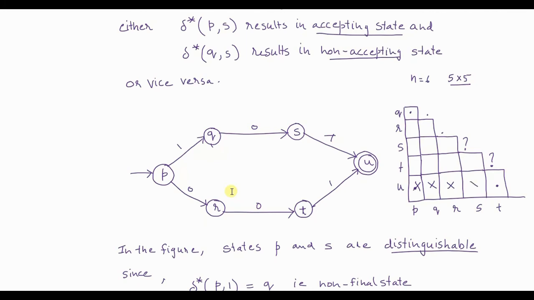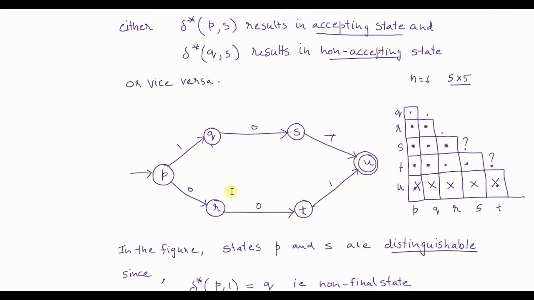Then states S and U will be marked. Why? Because one is final, one is non-final. And similarly, U and T will be marked. One is final, one is non-final. So you will initially, as a base step, mark all those cells where one state happens to be a final state and the other state happens to be the non-final state.